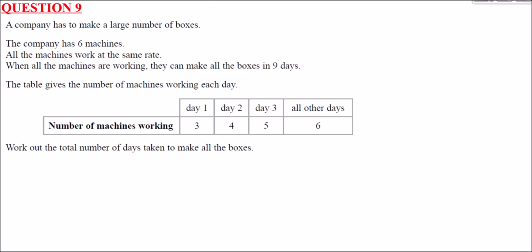Question 9. These questions students tend to struggle with. So a company has to make a large number of boxes. The company has 6 machines. All the machines work at the same rate. So I'm going to just take the fact this company has 6 machines. Okay, so if I just say here, machines, we've got, let's call them A, B, C, D, E, and F.